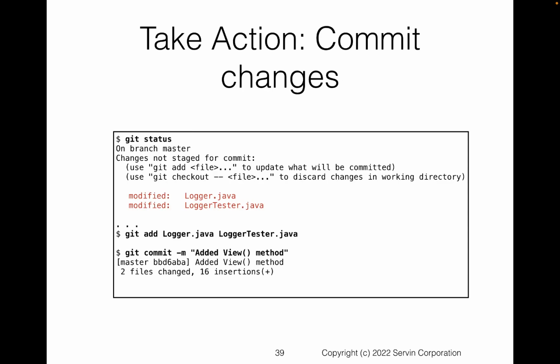Well, we got us another milestone, right? We got us some code changes, so we'll go ahead and commit those. If you do a git status, you can see what files you have changed. And of course, we see the Logger.java and the LoggerTester.java have changed. So we do the git add of both Logger.java and the LoggerTester.java. And then we do the git commit -m for the message saying added the view method, which is the work we did during this particular commit.